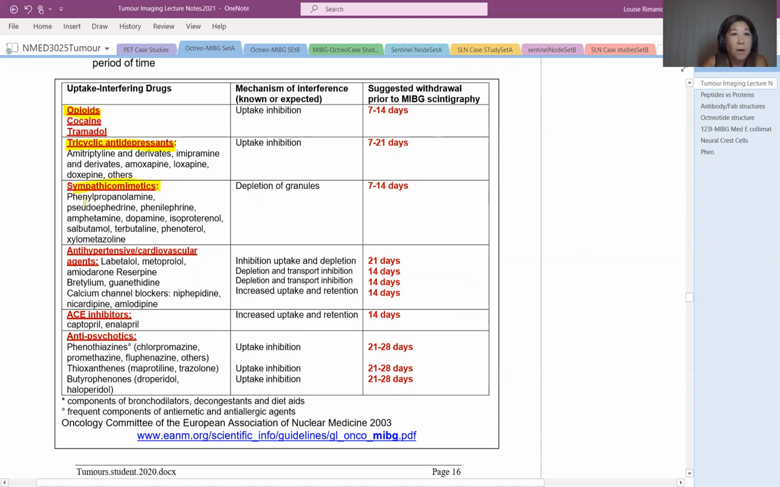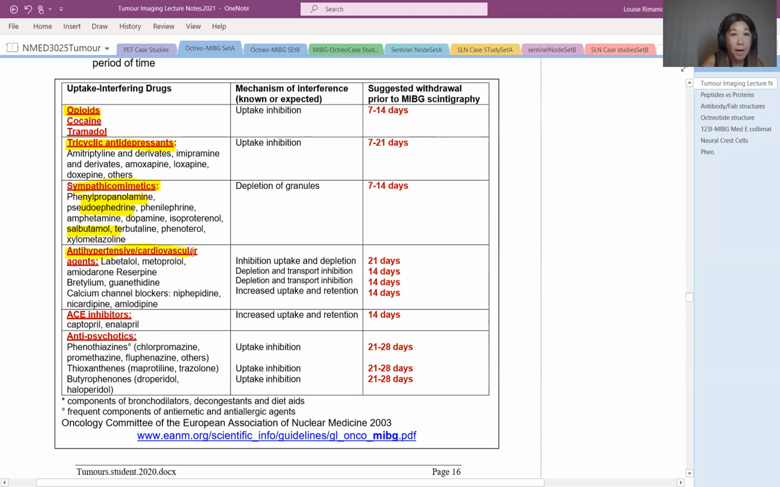Sympathomimetics, so these are things like phenylpropanolamine, pseudoephedrine, salbutamol. The first of these are often found in antihistamines, right? Even over-the-counter hay fever meds and cold meds. Salbutamol is a very common inhaler that asthmatics use. It's also known as Ventolin. So these are common medications that are known to deplete those neurosecretory granules. So again, 7 to 14 days off of these.